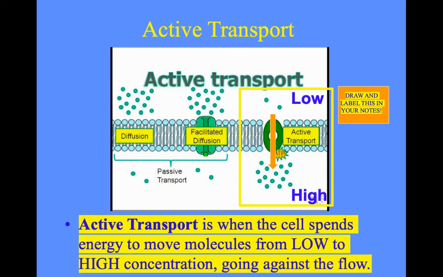Active transport is when the cell has to spend energy in the form of ATP, which is a molecule we'll learn more about later, and it's moving molecules from low to high concentration or going against the flow. It's a little bit like swimming upstream. It's a lot of work. Sometimes cells need the extra molecules, so it's worth spending the energy to move them in this way. Pause the video and draw the example inside the yellow box in your notes.